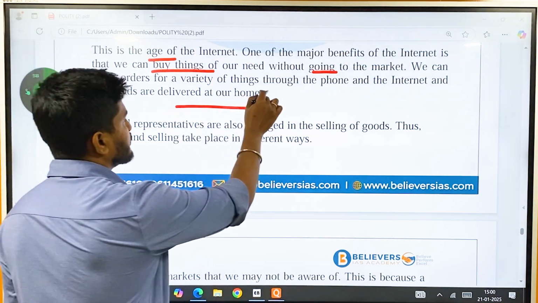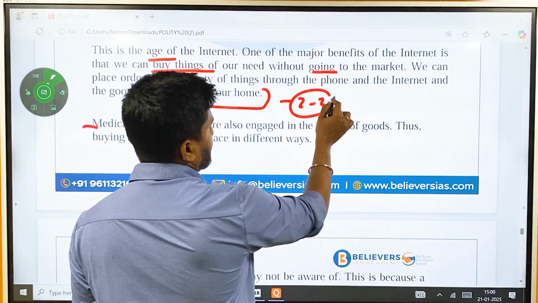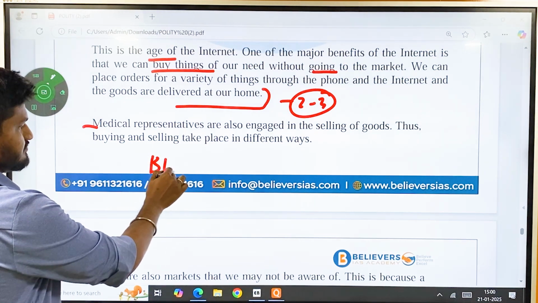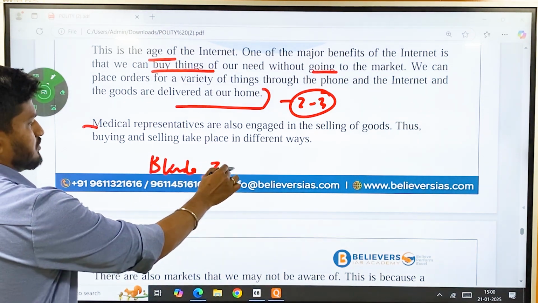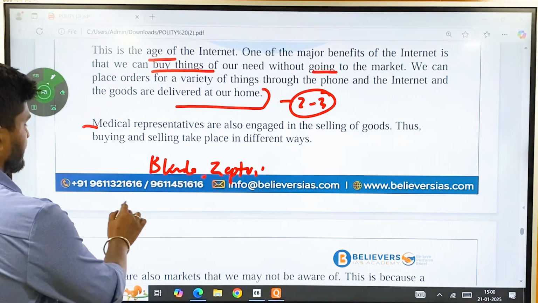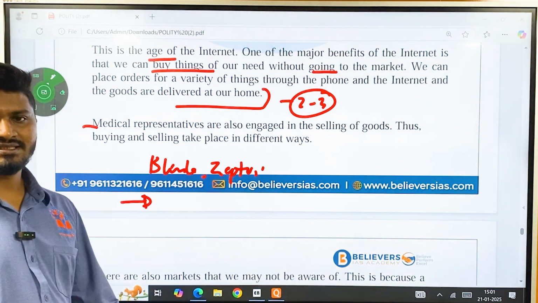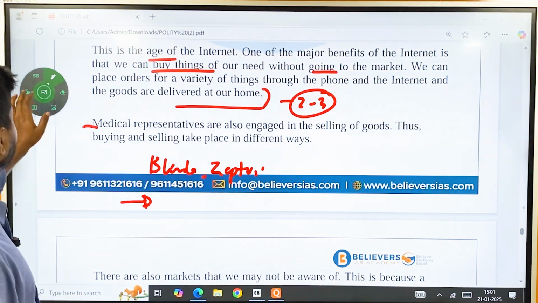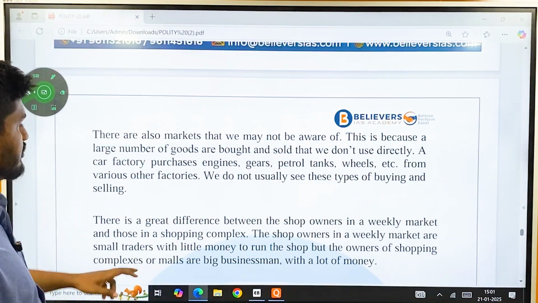Initially, this used to take around 2 to 3 days. Okay, now with the advent of Blinkit, Zepto, Swiggy Instamart, etc., it has become similar to or even less time than what it takes to go to the market itself. Okay, so that is how the age of the internet is upon us.